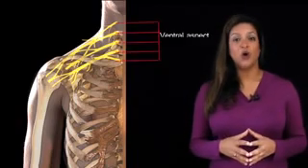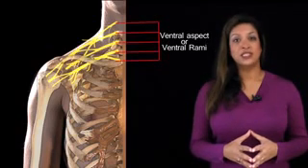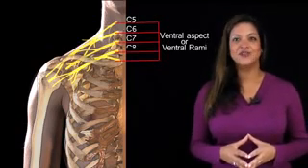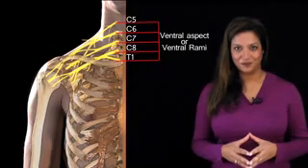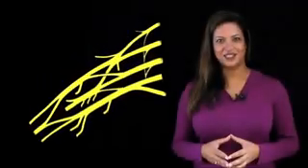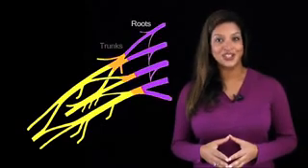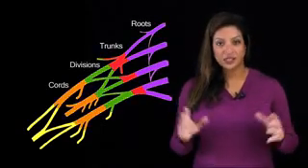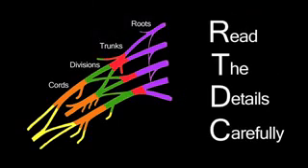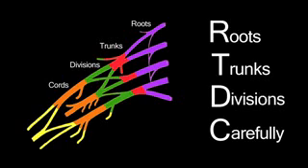Now, the brachial plexus is formed by the union of the ventral aspect, or the ventral rami, of nerve roots C5, C6, C7, C8 and T1. There are different sections to the brachial plexus, and these are the roots, the trunks, the divisions and chords. Now this can be confusing, so I have the mnemonic: read the details carefully. R is for roots, T is for trunks, D for details is divisions, and carefully, C, is chords.